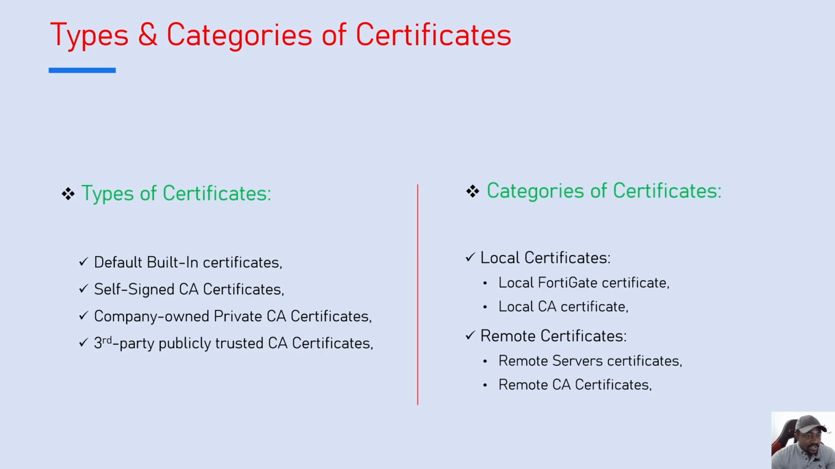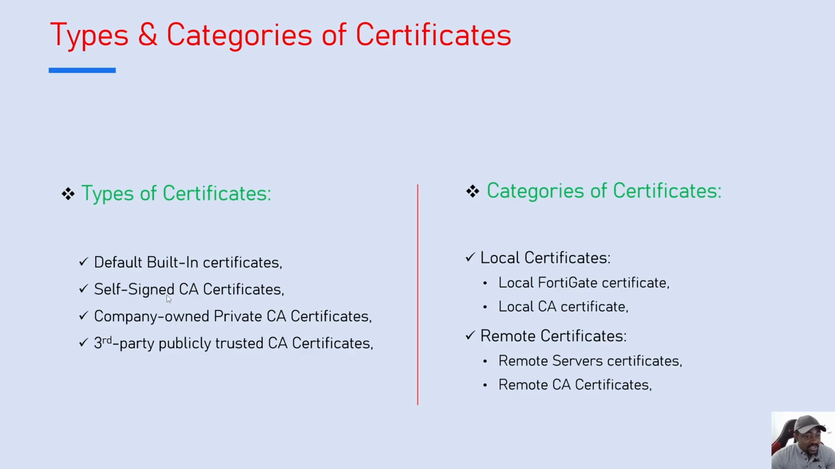For certificates, we can organize them into 4 types and 2 big categories. For the types, we have default built-in certificates. These are the certificates that are already built into our FortiGate device when we get a new one. We can also do self-signed CA certificates. On our FortiGate, we can generate new self-signed certificates signed by Let's Encrypt or by the FortiGate CA itself. You can also install company-owned private CA certificates on our FortiGate device.